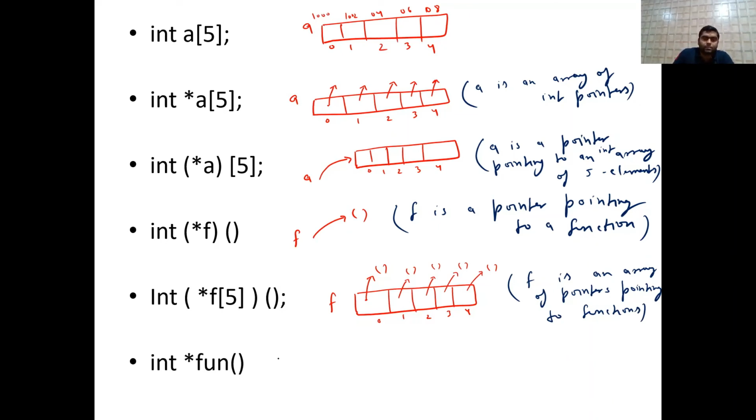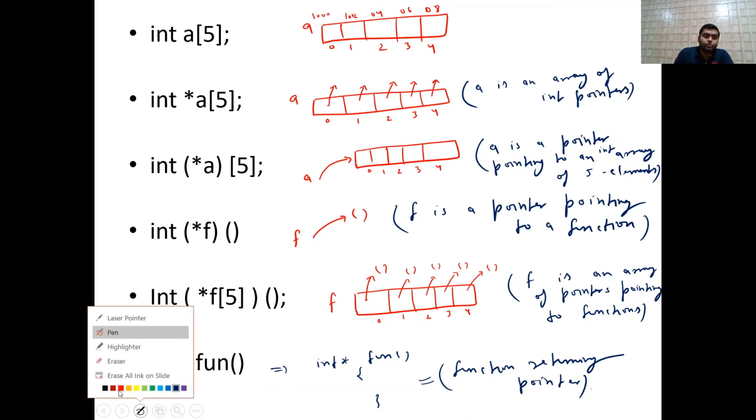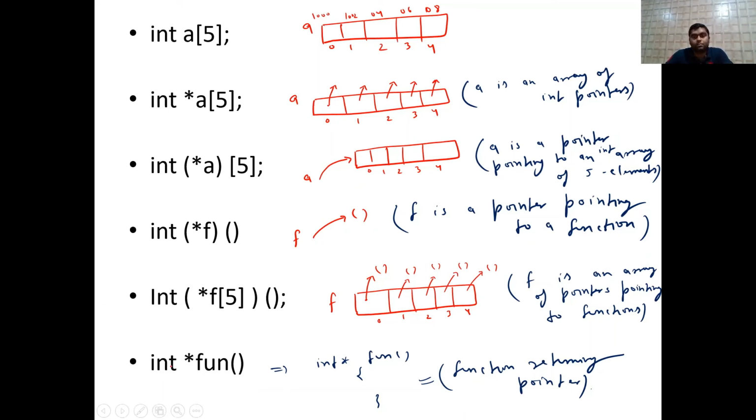Now the last one is what? This is very simple. This is like integer star fun, which we saw a lot many times. So what is this? This is a function returning a pointer. I hope that this is clear to you. These statements are very useful, and you will not get these concepts anywhere else. These are exclusively in depth.